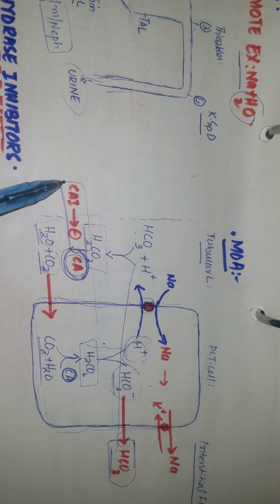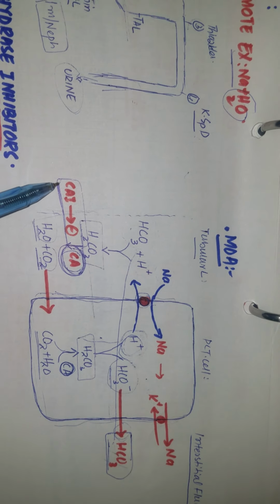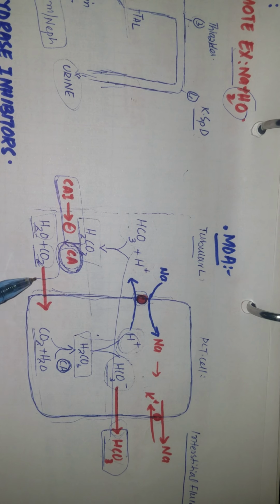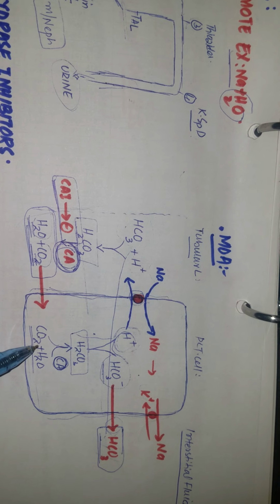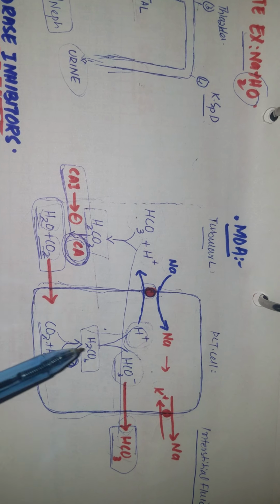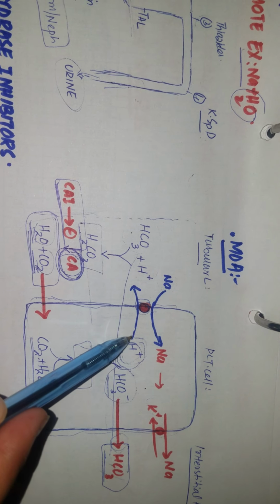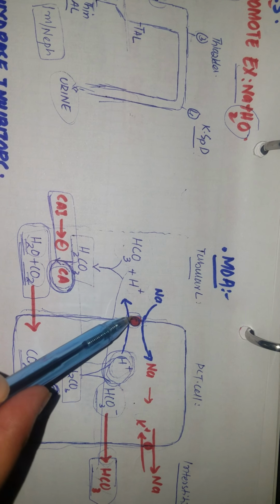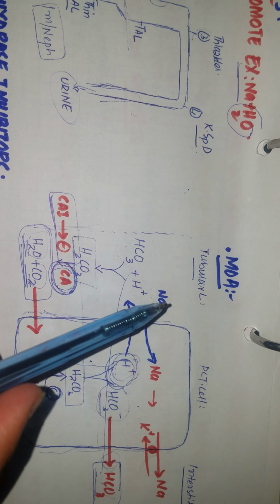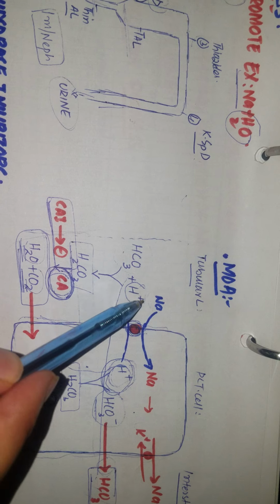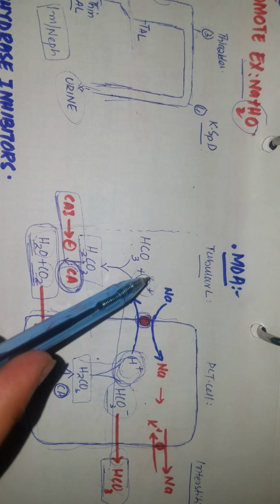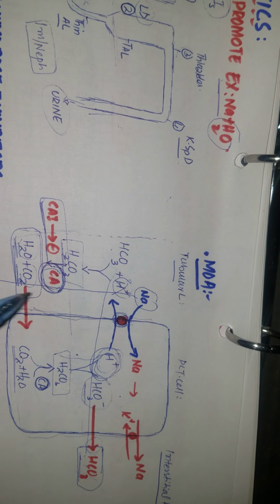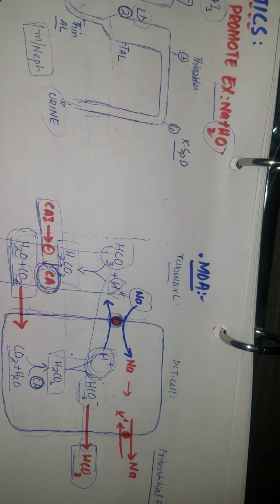So by inhibiting this enzyme, we are decreasing the transport of these substances inside, and basically decreasing the amount of hydrogen ions, so the work of this pump will be decreased and no hydrogen will be available to form the carbonic acid. So the sodium will not be absorbed, it will be lost, and bicarbonate will also be lost.